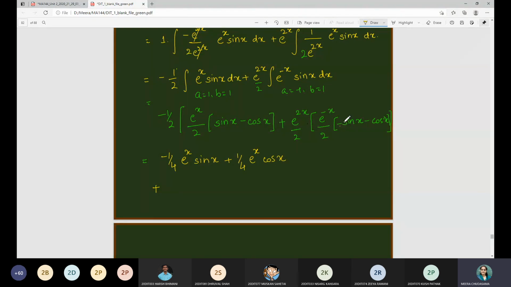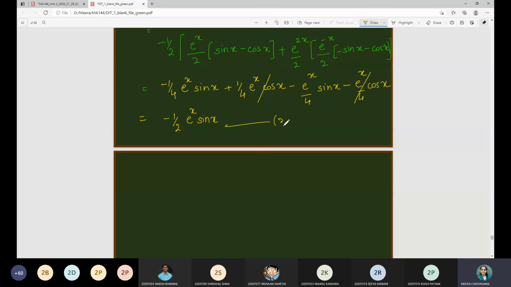So this is plus and then a minus sign will be there. So let me write it over here, e raised to x by 4 sin x, and then further a negative sign will be there, so e raised to x by 4 cos x. So you can see that this one and this one will get cancelled. Minus 1 by 4 minus 1 by 4, so it is minus 1 by 2 e raised to x sin x. As the particular integral, I will give this as 3.